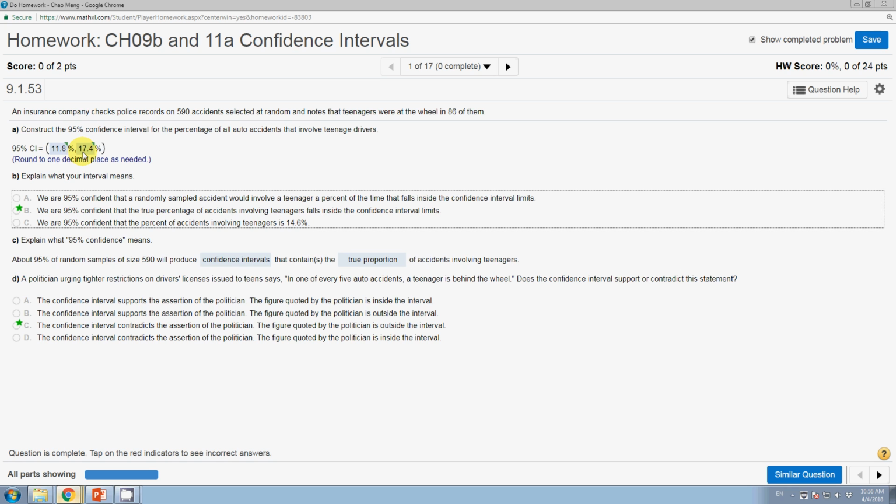We have the lower limit and upper limit. Then the 20% is outside of this interval, somewhere here, larger, greater than the upper bound of the interval. So that means based on our study, the true proportion is less than this 20%. So this statement is not correct based on our calculation.